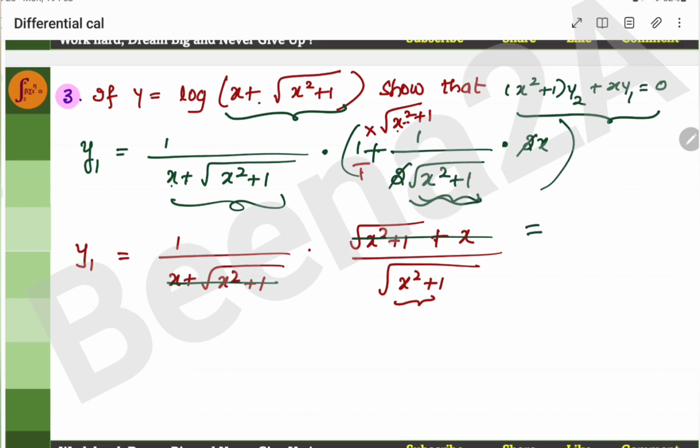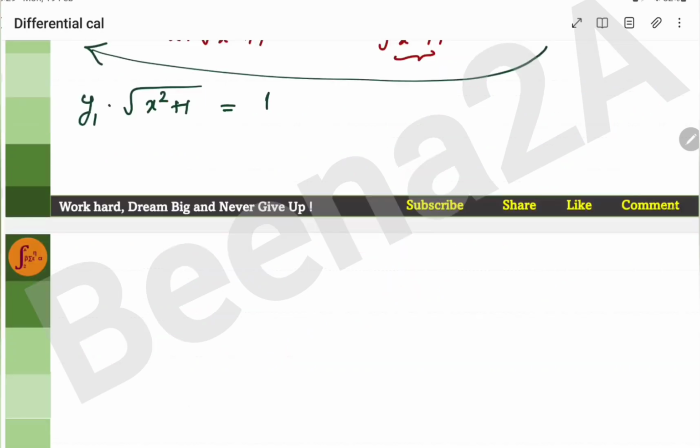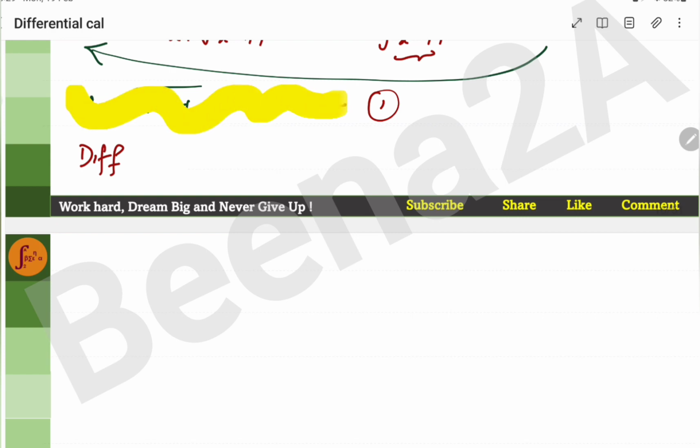You'll be left with 1 by root of x square plus 1. Whenever you have a denominator term, shift it to the other side. So, you'll get y1 into root of x square plus 1 is equal to 1. Next, you again differentiate. So, this is your first order derivative. Just mark this. This is your first order derivative.